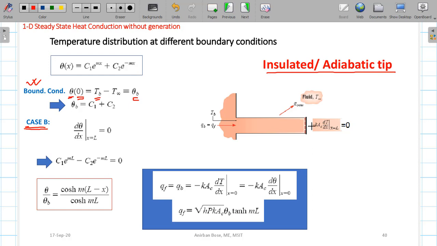If this is the situation, then we can write the conduction heat flux at x is equal to L. Here you can see this is the expression for the conduction heat flux at x is equal to L, and that quantity is equal to 0.